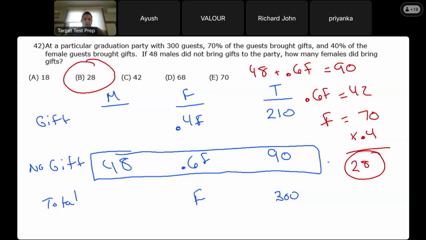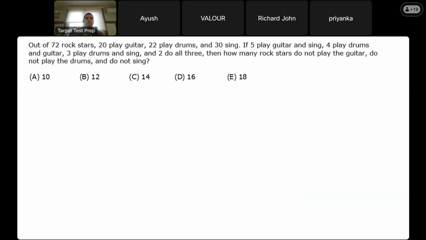So now I want to talk about three circle overlapping sets. So let's start with, all right, something like this here.